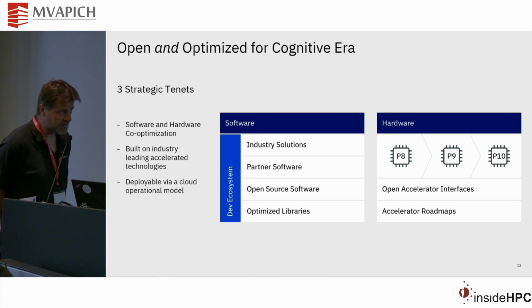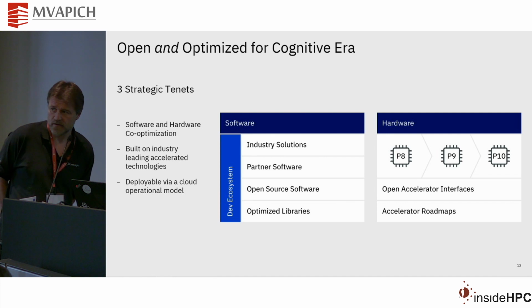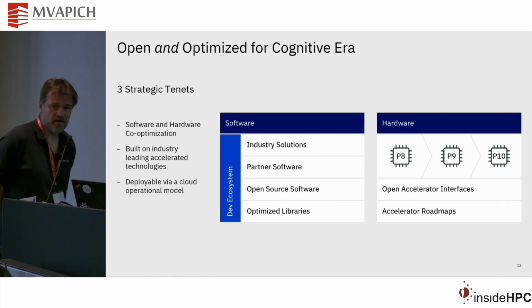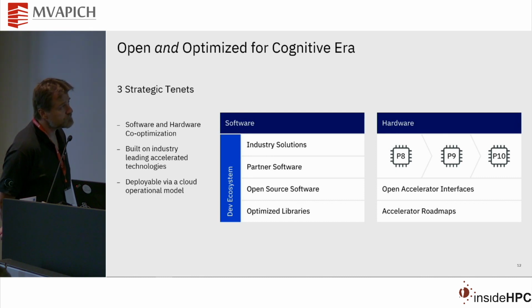So P10 does not exist yet, but P8 and P9 are successfully used, and as you might know, they are used in very large systems, as IBM won last year the 2 first places in the top 500 classification in terms of computation capability. The co-optimization of software and hardware has always been something that we have been working around.